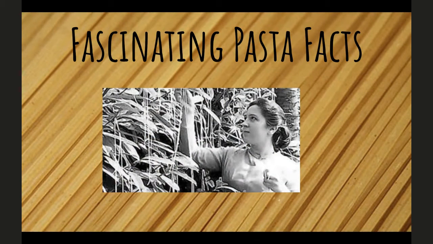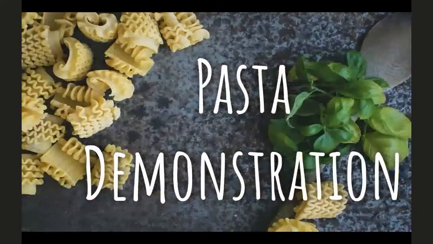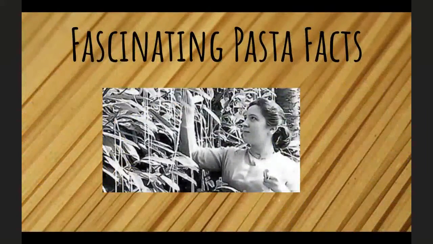Venezuela came in third with 27 pounds per person. Greece came in fourth with 24 pounds per person. Chile was 20 pounds per person. And the United States came in sixth place with an average of 19 pounds of pasta eaten per person per year.